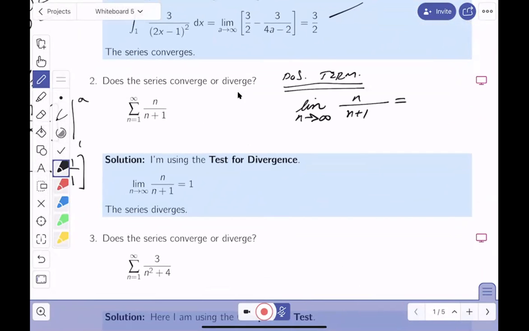Well, that limit just couldn't get any easier. It's 1 over 1, which is 1. So I know this series diverges. What am I using? The test for divergence. Super simple. No need to do any more work on that guy over there.